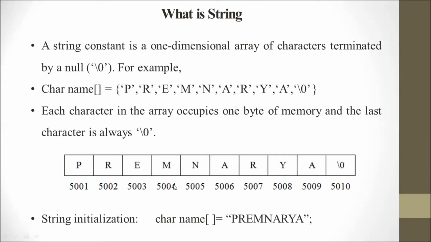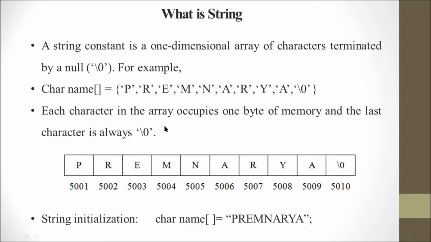First of all, what is a string? A string constant is a one-dimensional array of characters terminated by a null, for example. So this is the null. We declare a character array name and store the string. For the string form, we use single quotes for each character, and the last is the null. This null represents the end of the string.